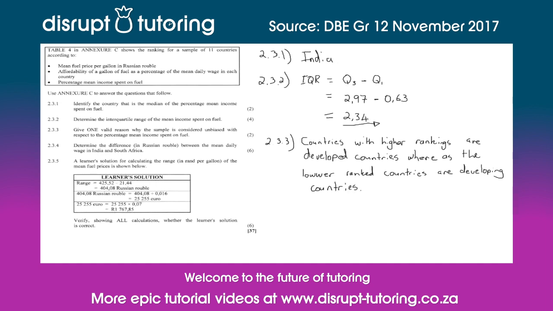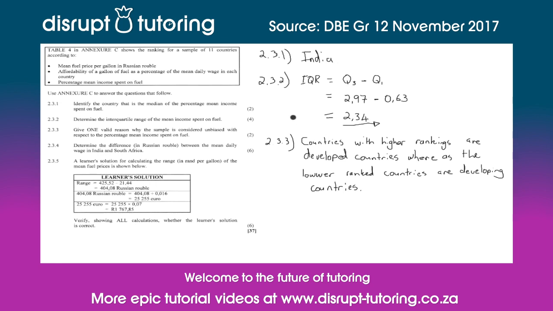So any reason to do with the state of the country, whether they're third world or first world, versus developed and undeveloped countries. It's a mixture of data points. So this means that our data is considered unbiased with respect to the mean income spent on fuel.